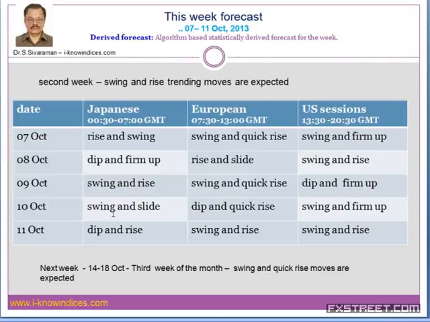Then 10th October, Thursday, swing and slide. Then swing and firm up during the US session. And on 11th, dip and rise. Start with the dip and then rise, swing and rise. Swing and rise moves are expected for the weekend. And you won't come across the non-farm payroll being announced in this particular week. That is what the calendars indicate. I do not know whether they will later on introduce it, but as of now it is not listed in this week's market schedule.